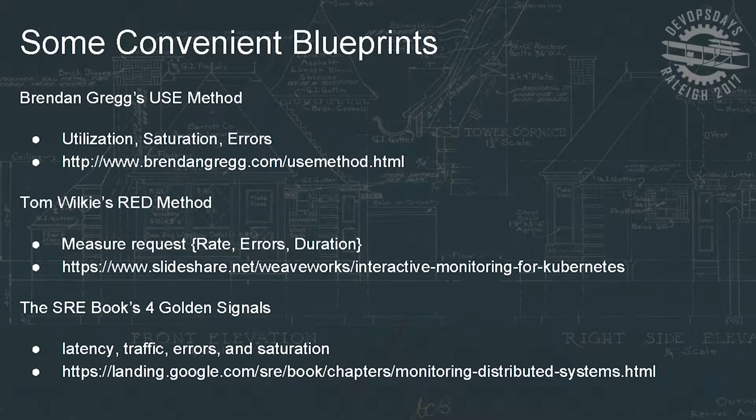Tom Wilkie had a response to that called the RED method, which is actually focused, instead of on components and their utilization, saturation, and errors, on requests of a service. And I'll come back to that theme a little bit later. But it's about the rate of requests, their errors, and their duration, which are all really important things to measure about individual requests in a system.